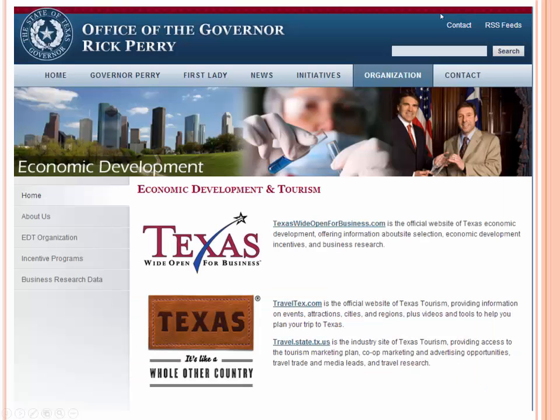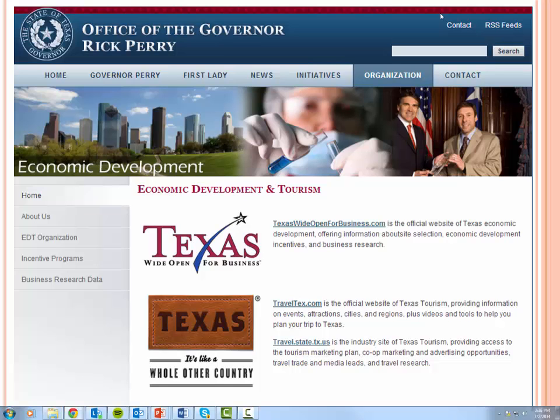Let's take a look at Texas. Here's the website for economic development and tourism for Texas. You will see, that's the landing page, you will see links to two different sites, traveltex.com, which is a consumer site, and the other is the industry site of Texas Tourism. We will examine TravelTex a bit later in the term. Let's take a look at the industry site.